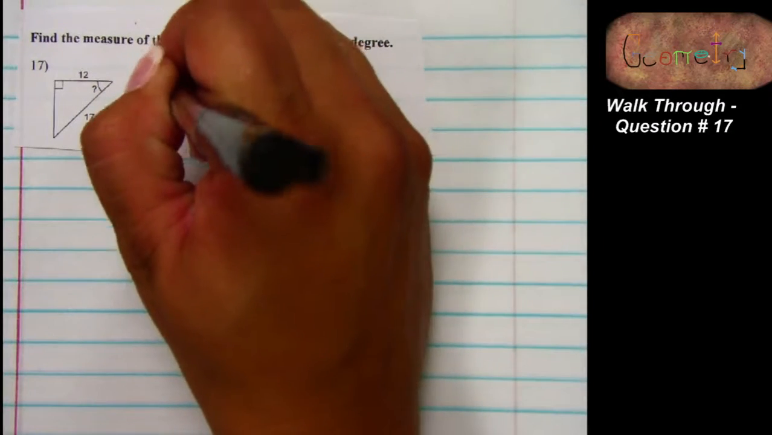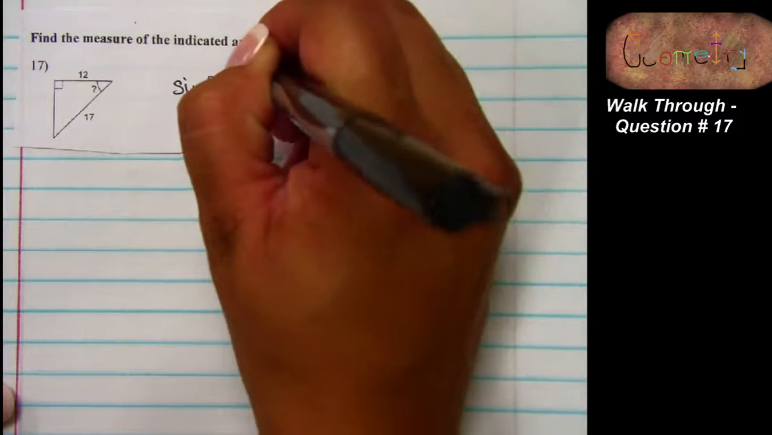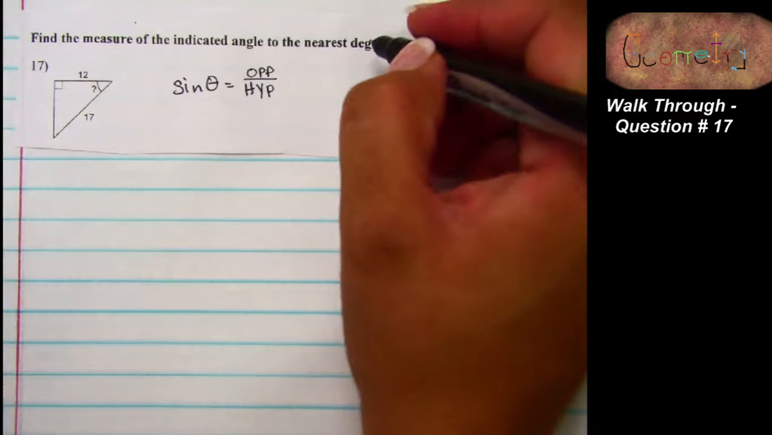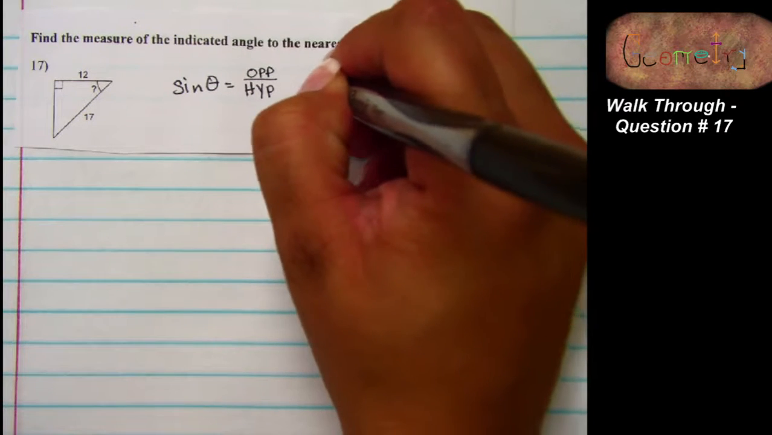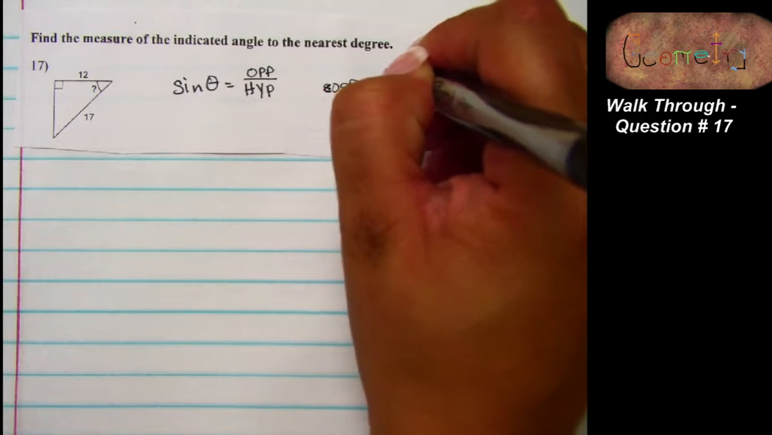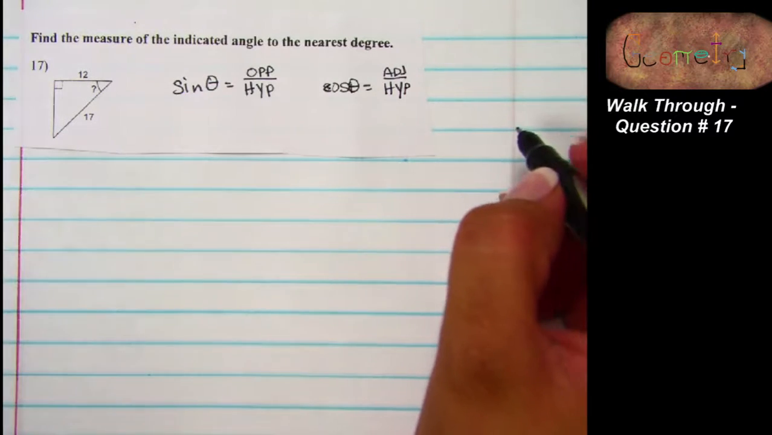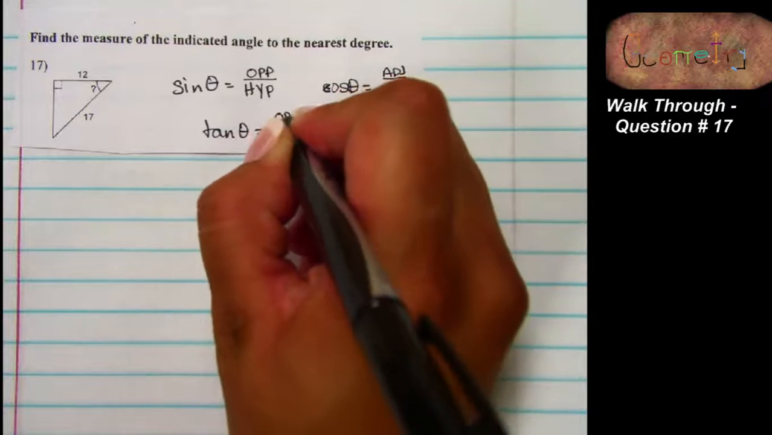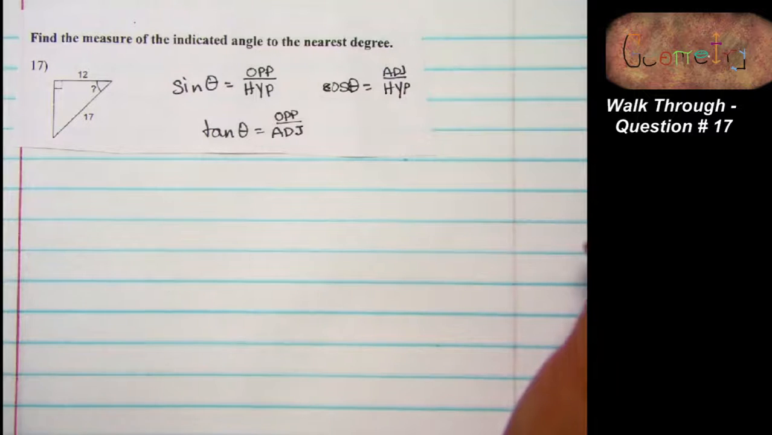So we have three trig functions. We have the sine of the angle, which is equal to the fraction made up of the side opposite the angle divided by the hypotenuse of the triangle. We have cosine of the angle, which is the side adjacent to the angle divided by the hypotenuse. And then we have the tangent of the angle, which is the side opposite the angle divided by the side adjacent to the angle.